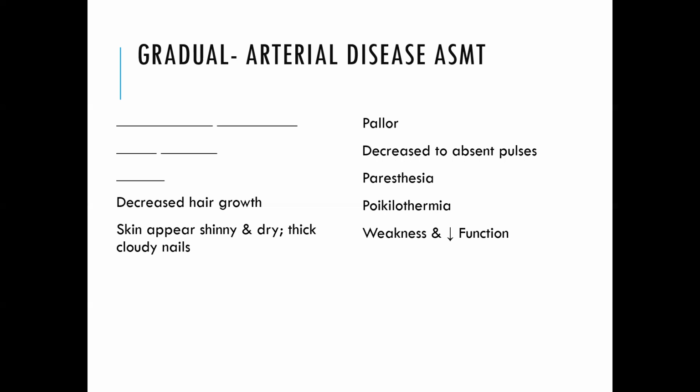Clients that have intermittent claudication should be monitored for how far they can walk before the pain starts. Intermittent claudication usually does not occur until the artery becomes 50 to 75% obstructed. So you're talking about half or 3/4 of the way obstructed before somebody starts to get intermittent claudication.